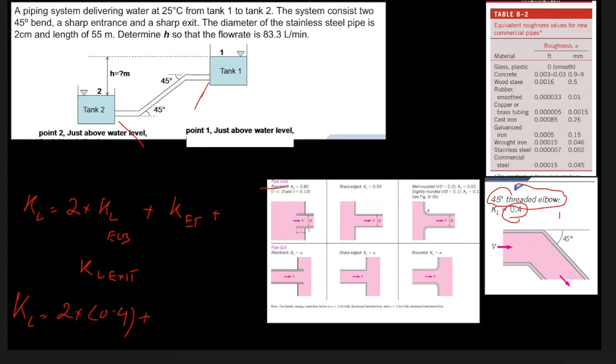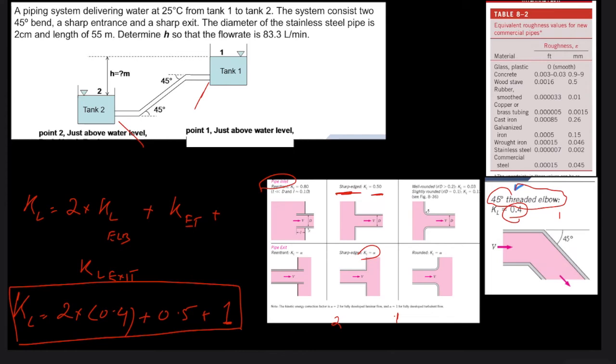For the entrance I'm going to refer to this table, pipe inlet sharp edged. So for a sharp edged pipe inlet KL is 0.5. So plus 0.5 plus exit, sharp edged exit. For sharp edged exit, KL is equal to alpha, and alpha is 1 for turbulent and 2 for laminar. Since my flow is turbulent, KL is equal to 1. So for the sharp exit, KL is equal to 1.